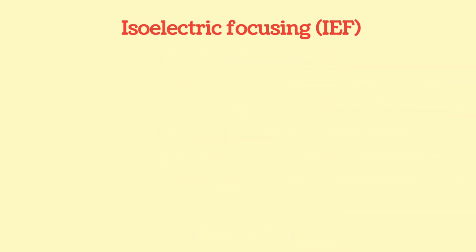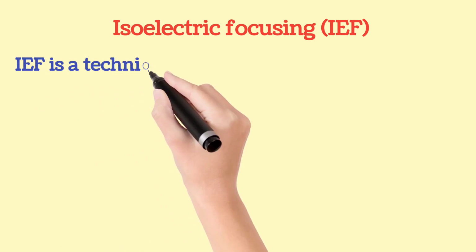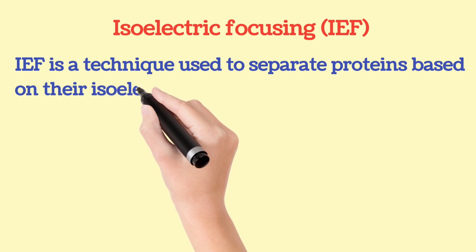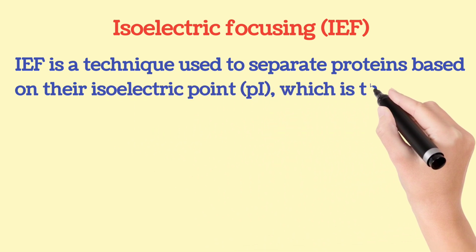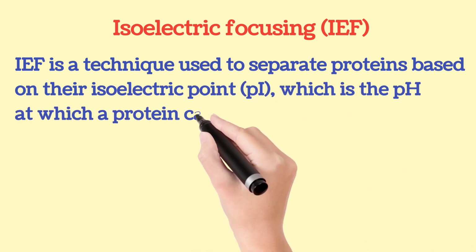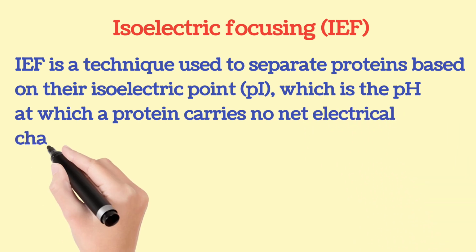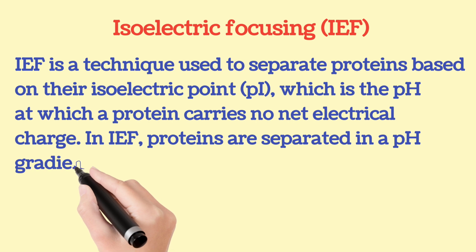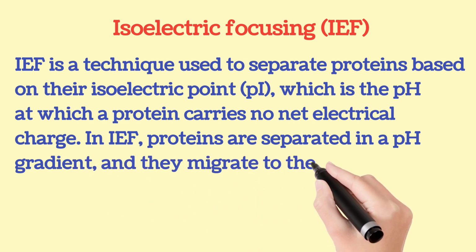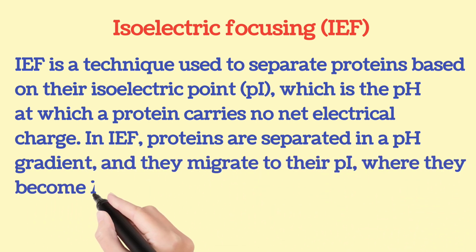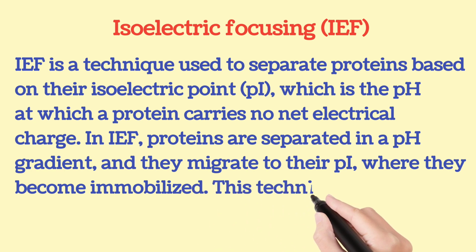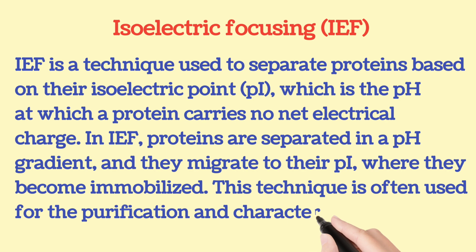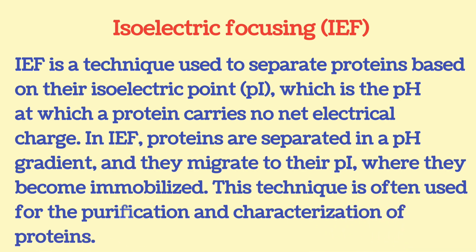4. Isoelectric focusing. IEF is a technique used to separate proteins based on their isoelectric point, pI, which is the pH at which a protein carries no net electrical charge. In IEF, proteins are separated in a pH gradient, and they migrate to their pI, where they become immobilized. This technique is often used for the purification and characterization of proteins.